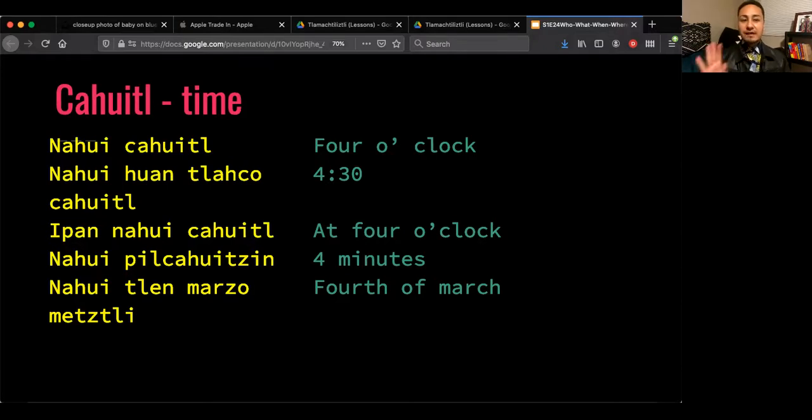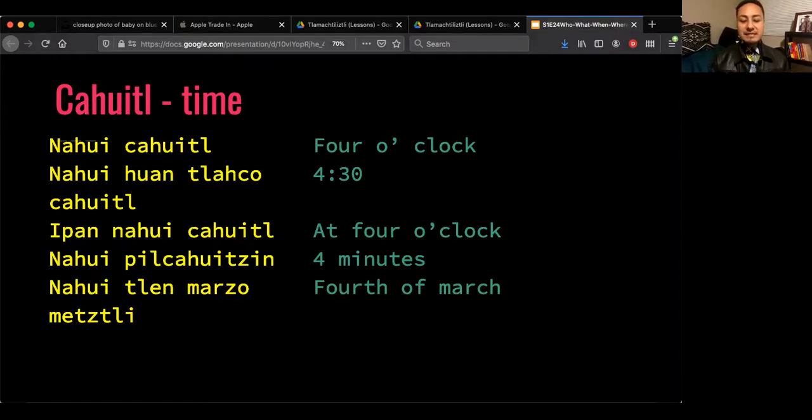So if you want to say 4 o'clock, you would say nawi kawit. Four, it is literally saying four time, but it translates as the fourth hour. So it's 4 o'clock. Nawi kawit. You want to say 4:30, you say nawi wantlahko kawit, four and a half. If you want to say let's meet at, you would say ipan. Ipan nawi kawit, at 4 o'clock.